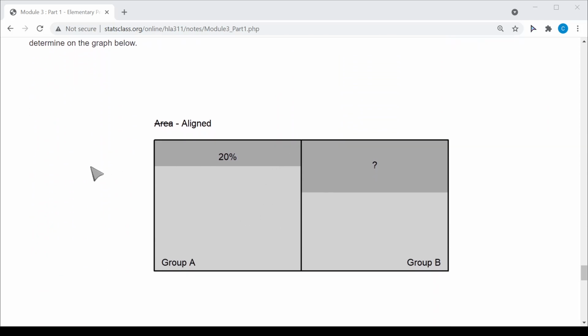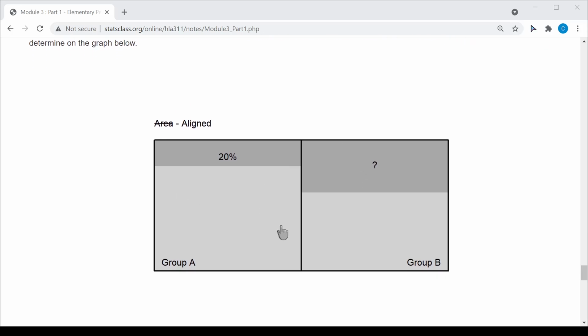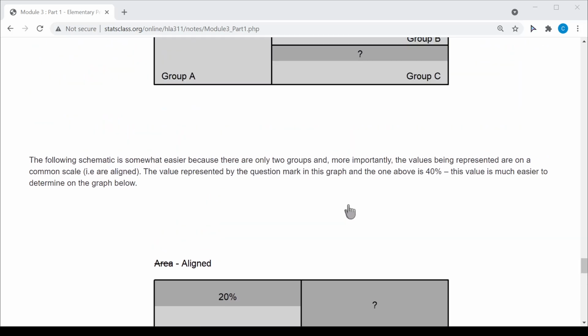Here's another area graph, but it only has two groups. These are sometimes used in what's called 100% stacked column graphs, or some statisticians would call this a mosaic plot. When I have only two groups and I'm able to align them with one another, I can estimate this value much easier than I can up here in this situation.